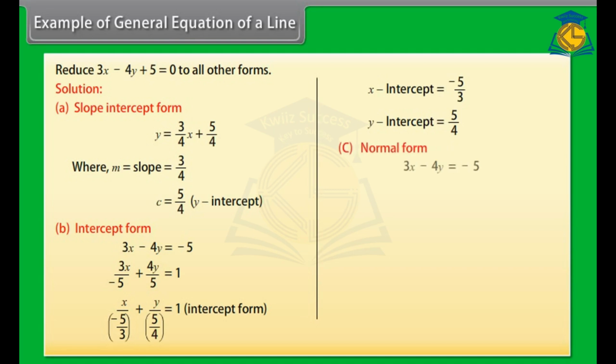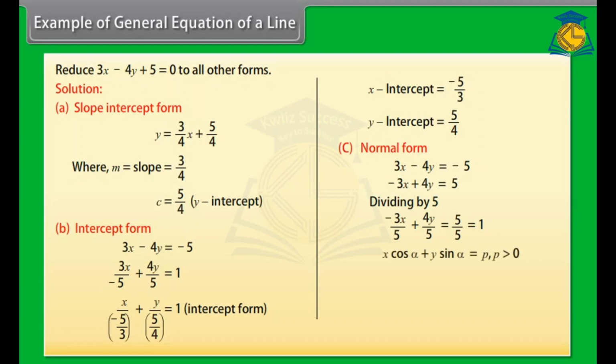Normal form: 3x - 4y = -5. -3x + 4y = 5. Dividing by 5, -3x/5 + 4y/5 = 5/5 = 1. x cos α + y sin α = p, p > 0, where cos α = -3/5, sin α = 4/5, p = 1.